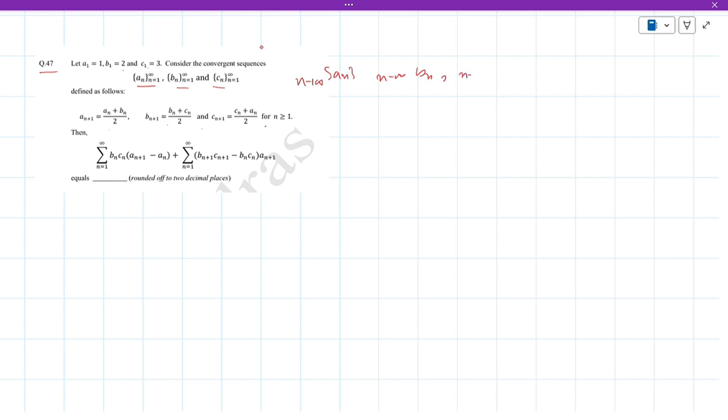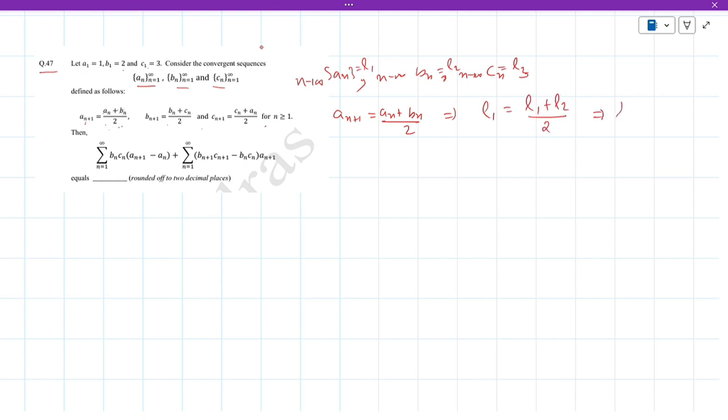Since they are three different sequences, we say this converges to L1, this converges to L2, this converges to L3. So by the existence of limit, if we directly put the limit over the first recursive relation, an plus 1 equal to an plus bn by 2, we get L1 is equal to L1 plus L2 by 2. So from here we can conclude L1 is equal to L2.